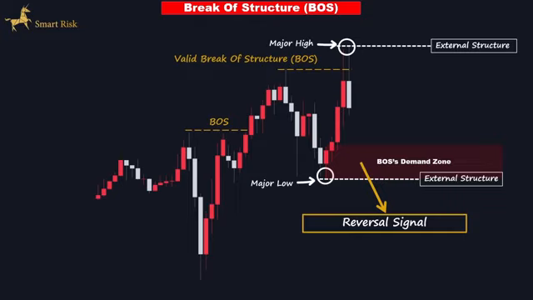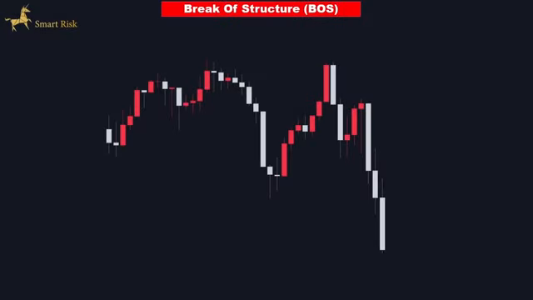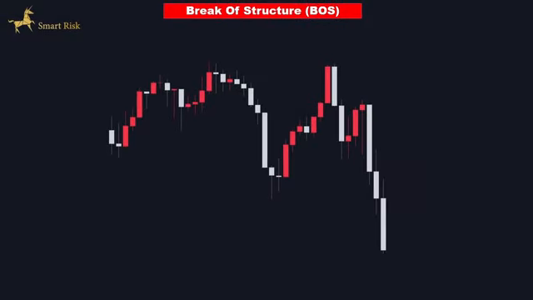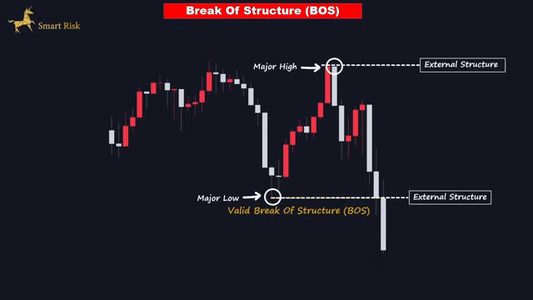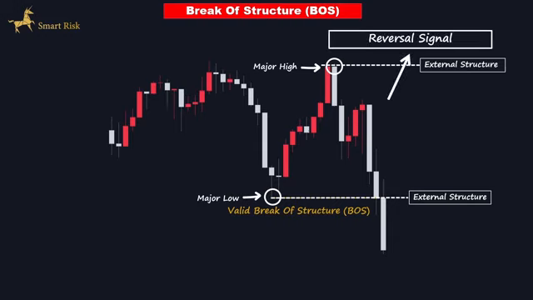Now let's briefly break down the bearish scenario, which is essentially the same as the bullish one. Consider a bearish market structure. To have a valid break of structure, we require the price to break and close below the most recent lower low with the body of a candle. Therefore, if the price breaks the newly generated major high to the upside, we consider it as a trend reversal signal, indicating that sellers have lost control.